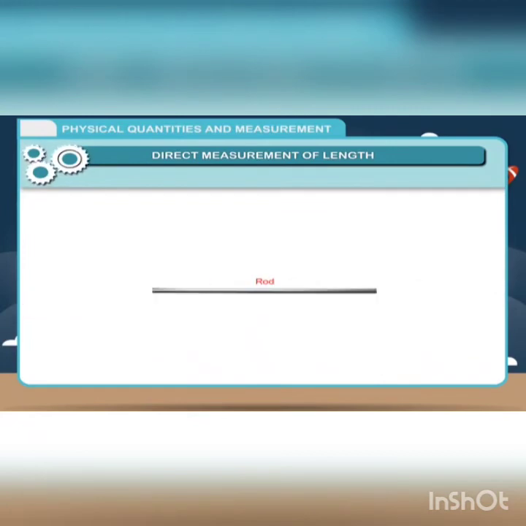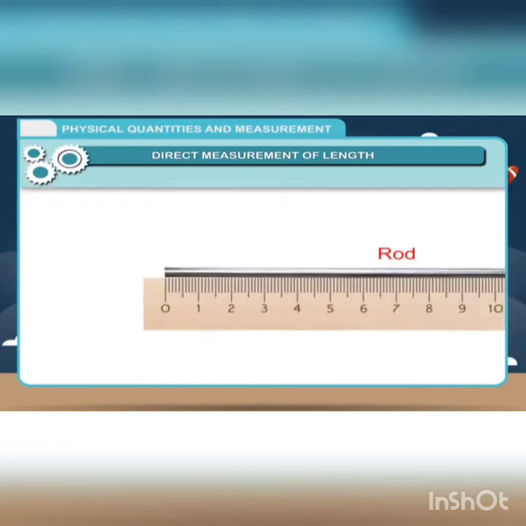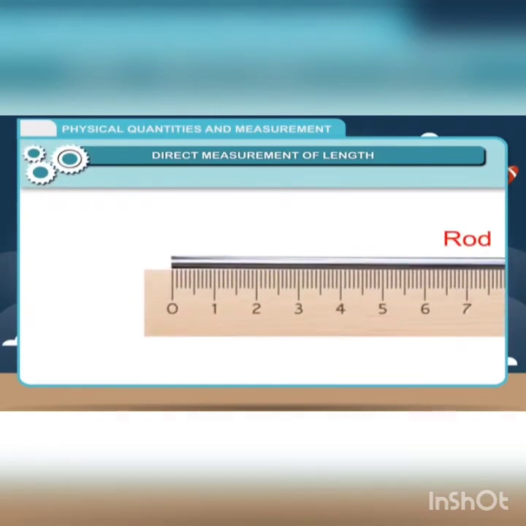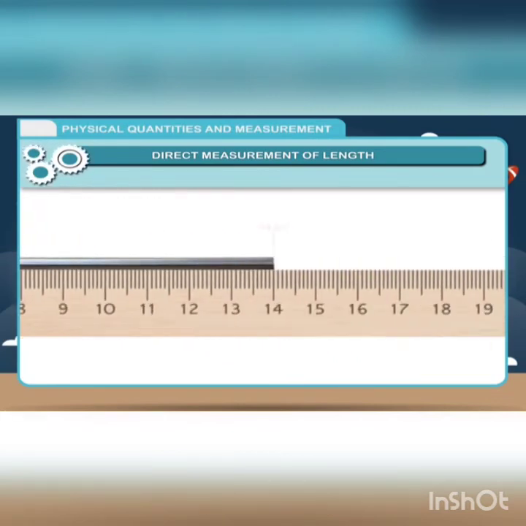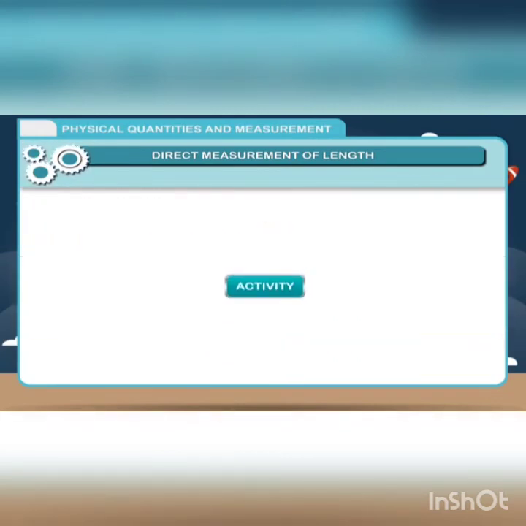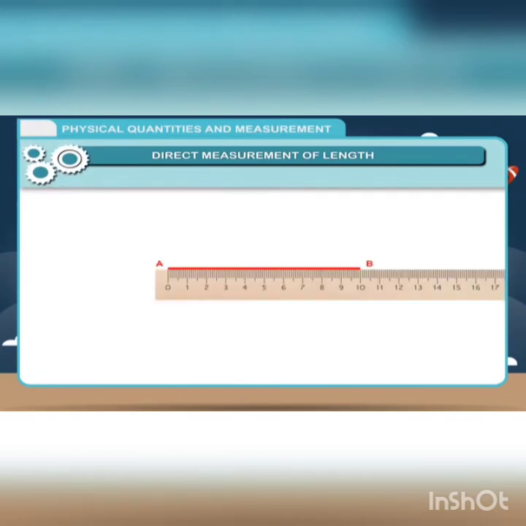Suppose we want to measure the length of a rod. The 0 mark on the scale is set to coincide with one end of the rod as shown in the figure. The reading on the other end gives the length of the rod. Activity: to measure the length of a line. Place a scale along the line AB such that 0 on the scale coincides with point A. Note down the reading on the scale which coincides with point B. This reading gives you the length of the line AB.